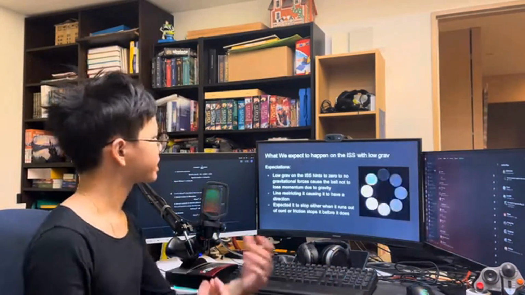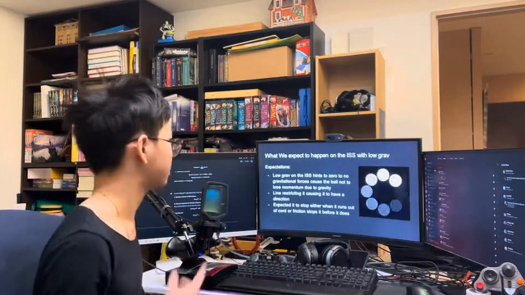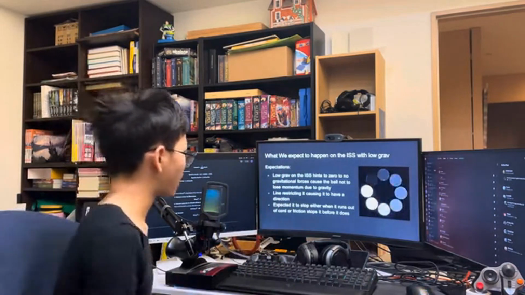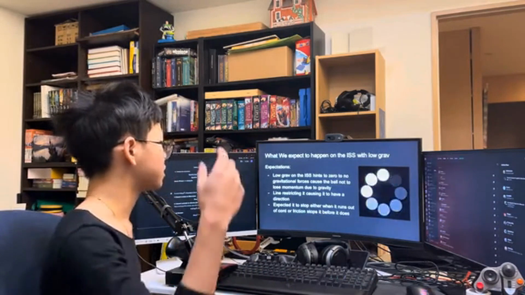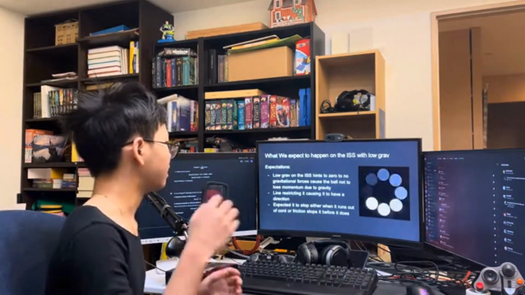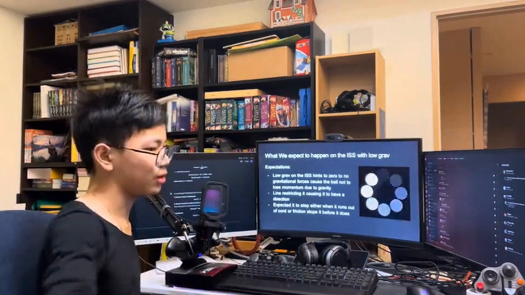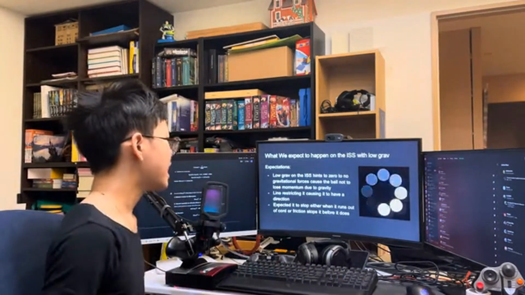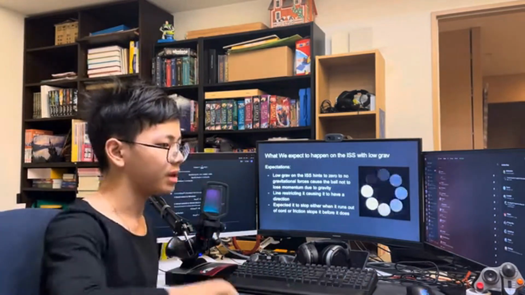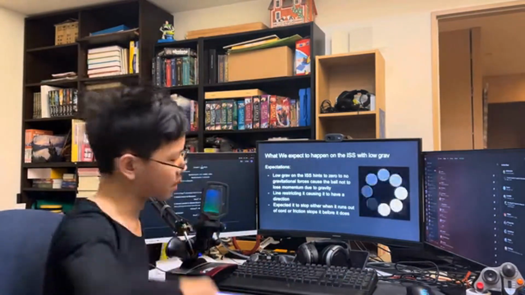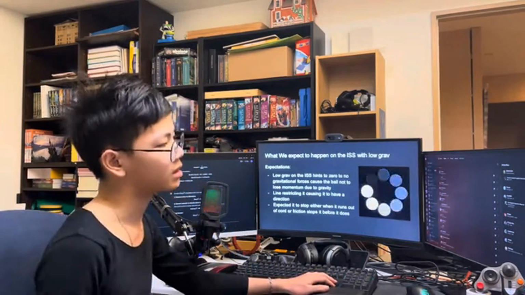Now, what we expect to happen on ISS with low gravity, like that picture, it's going to spin around and around and around, and low gravity on the ISS hints to zero to no gravitational forces affecting the ball, causing it not to lose momentum due to gravity, and the line restricting it, causing it to have a direction if we swing it in one direction, so it's going to change the direction as it goes, and we expect it to stop either when it runs out of cord, because we don't have a ball bearing spinning with it, or friction stops it, which is a factor that isn't limited to space.